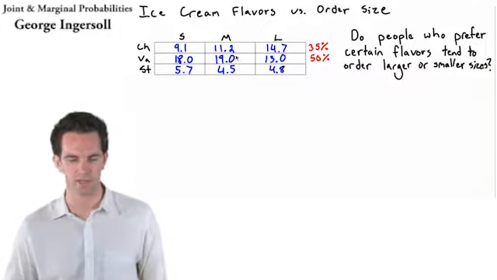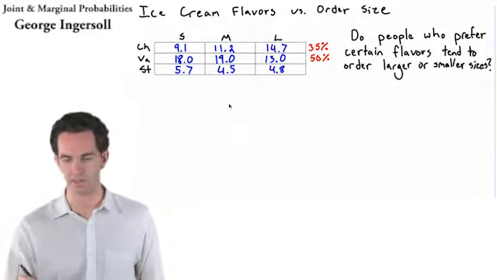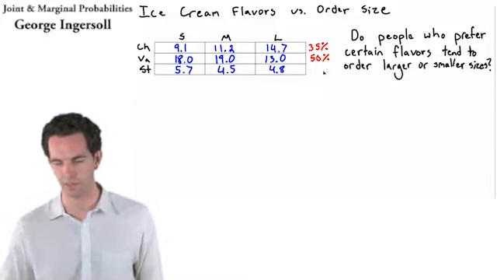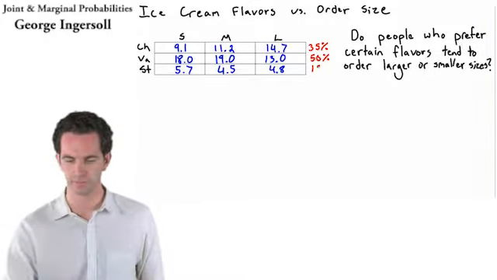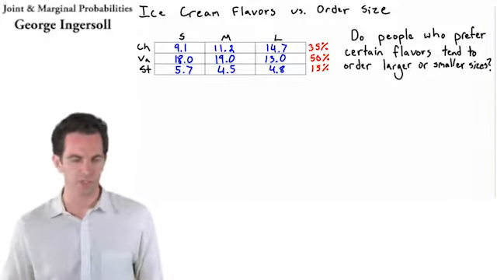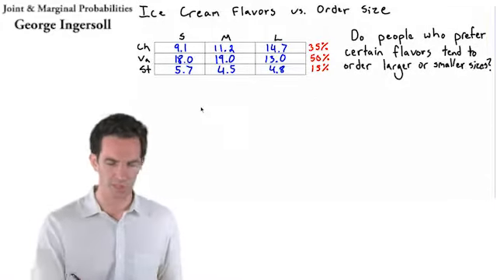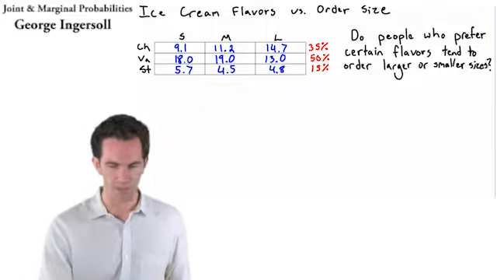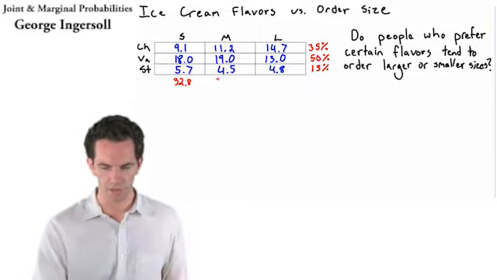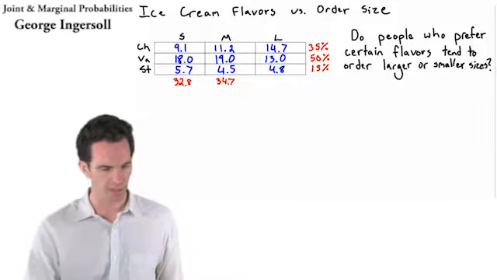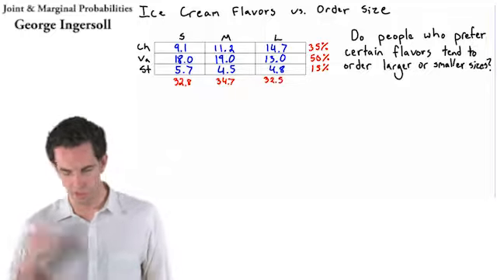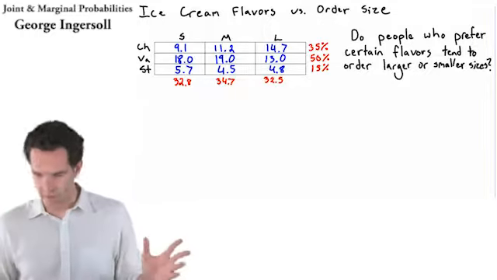And now I can just say, well, add these 3 together. This has got to equal 15%. I'm going to do the same thing to figure out the percentage of customers that are ordering small cups. So if I add these 3 together, I get 32.8%, 34.7%, and 32.5%.